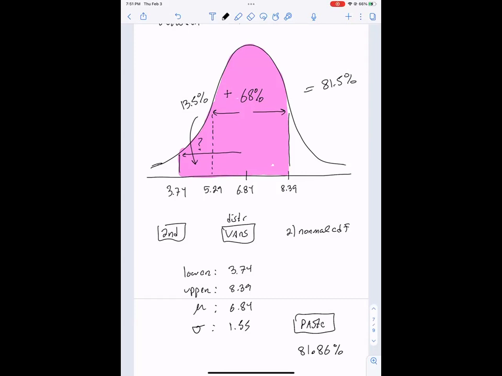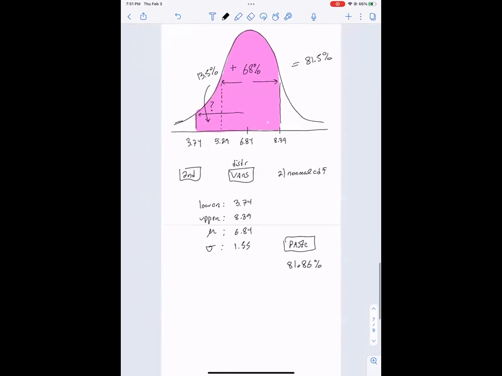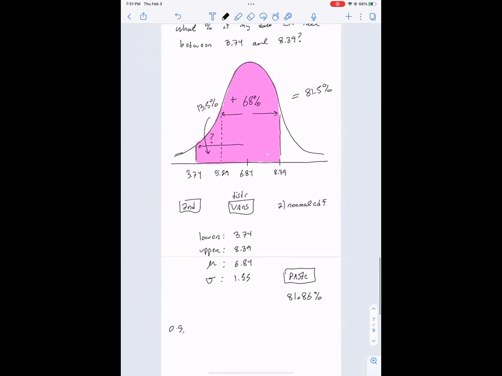All right, so let's do another example from the same data. What percent of the data is, let's say, above 5.29? What percent of the data is above 5.29? You can do it by the calculator, but I would love it if you first try to do it by hand and confirm it with the calculator.